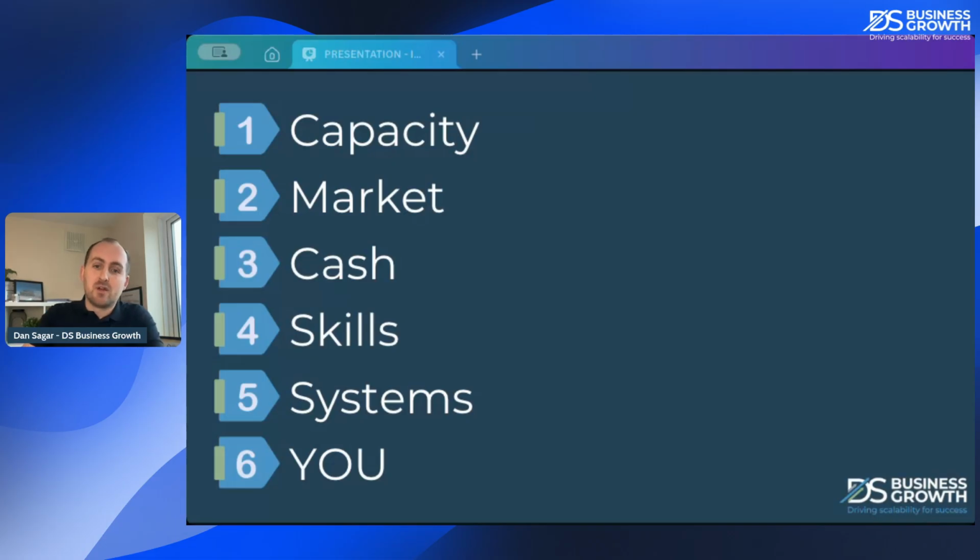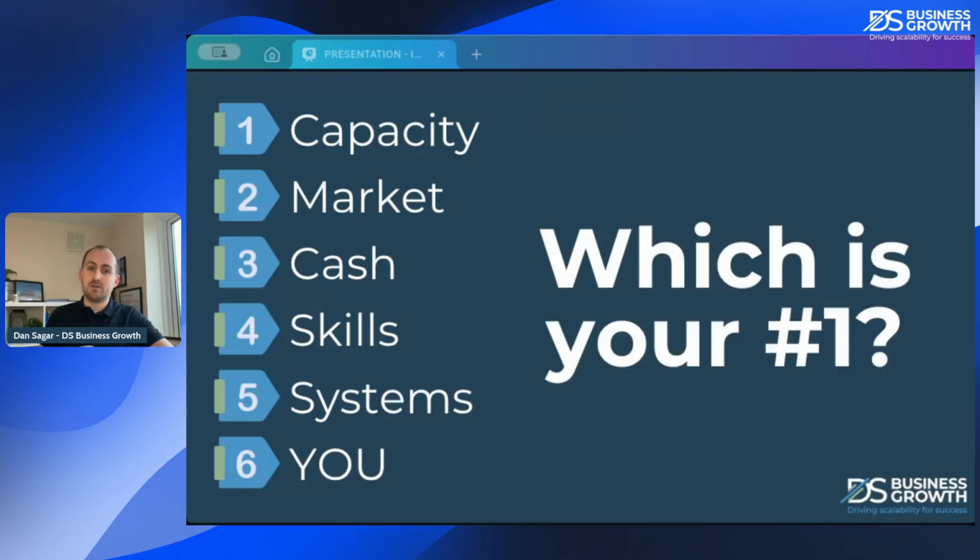Or is the constraint you? Okay, are you holding your own business back by not focusing on the right things, by not putting your attention in the right place? Are you the biggest constraint in your own business, holding yourself and perhaps your team or even your family back by not doing the right things in your business?